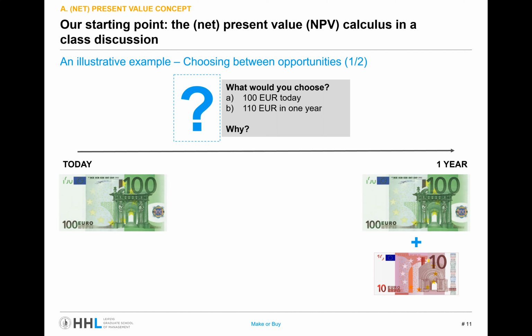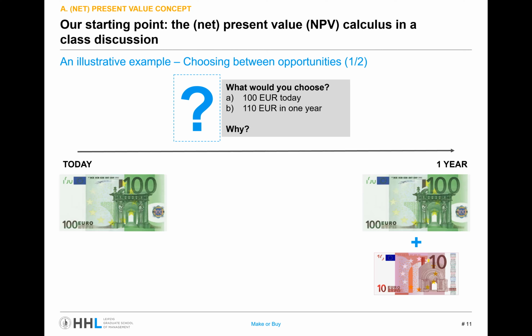The idea of present value can basically be boiled down to the following example. Let's say I give you a choice. You can either take 100 euros today from me, or you can take 110 euros from my side in 1 year. You can decide either way. And the question is, what would you choose?